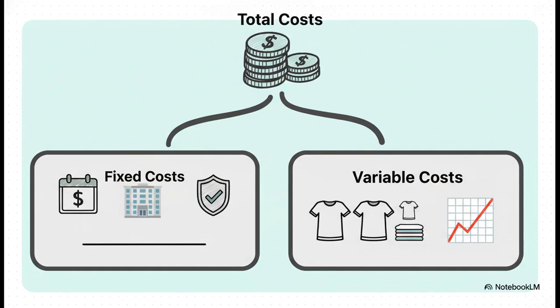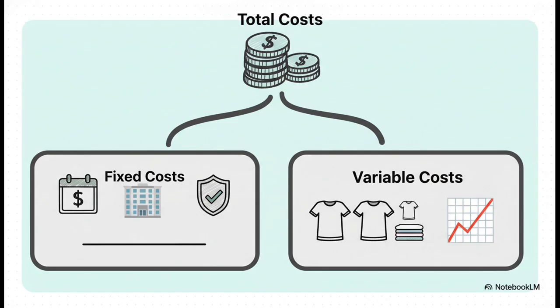Now, to accurately calculate this point, we must first understand the anatomy of total costs. We dissect them into two distinct categories. First, we have fixed costs. Think of these as the costs of simply opening your doors for business each month. Your rent, your salaried employees, your insurance premiums, these costs remain the same whether you produce 1 unit or 1,000 units. On the other hand, we have variable costs.